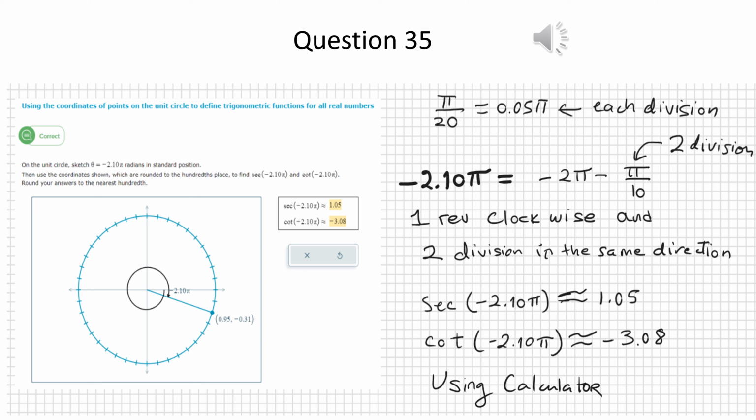Secant. Suppose that your calculator has no secant, you compute it as the reciprocal of cosine, and cotangent is the reciprocal of tangent.